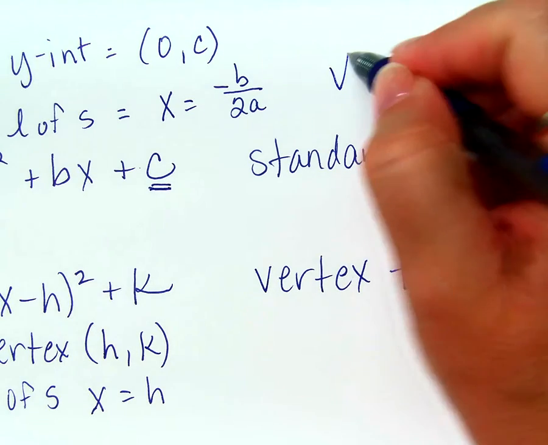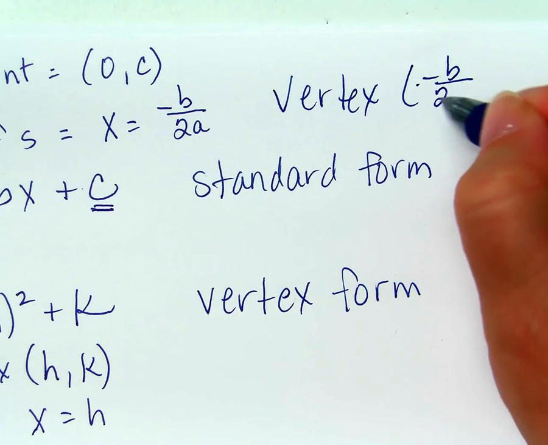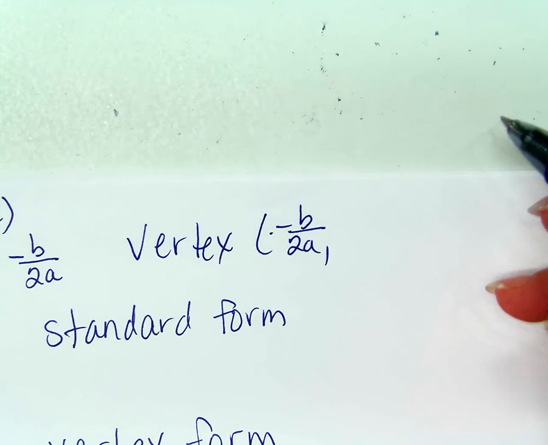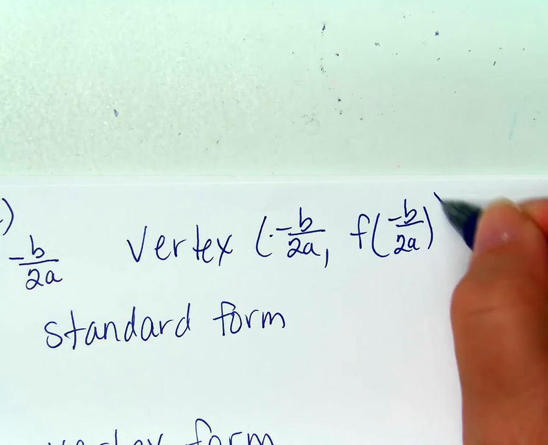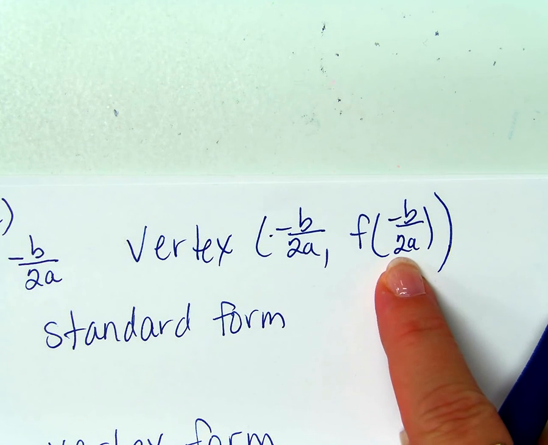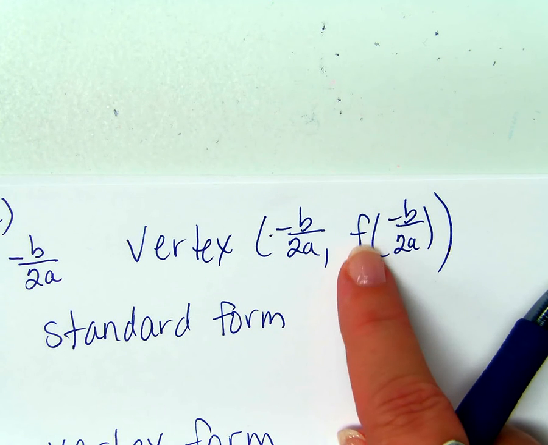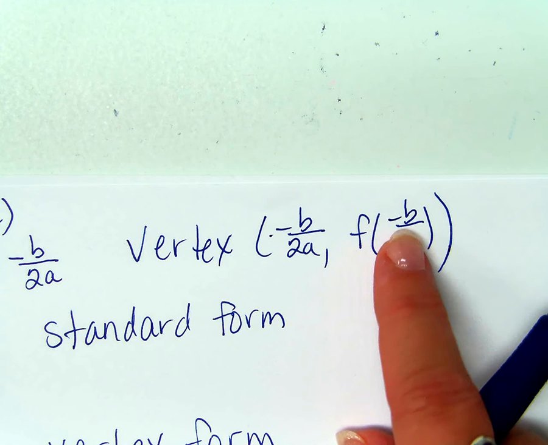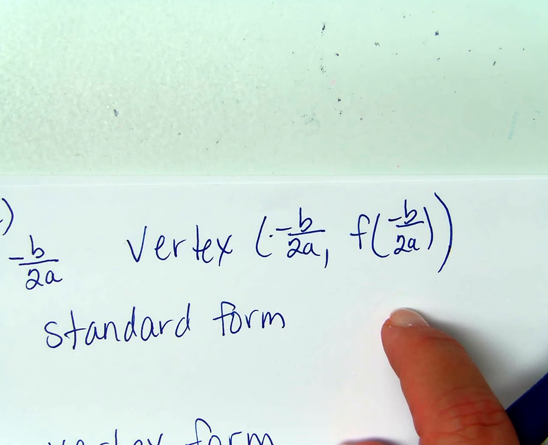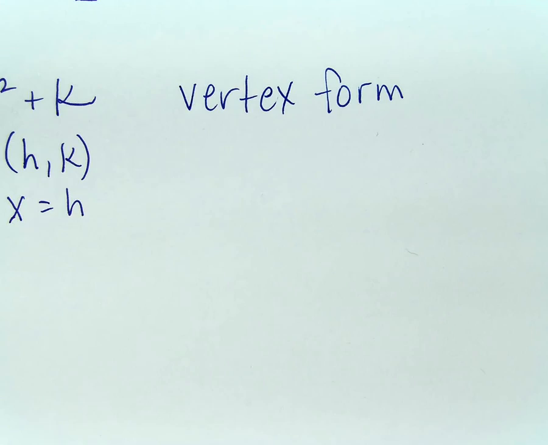The vertex here with standard form is negative b over 2a. And then this is what they have written: f of negative b over 2a. What the heck does that mean? Oh, yeah. We take what we know for x and plug it into the function and get a value. We evaluate the function at that value. Yes or no? Okay. Let me get the book back up here then.